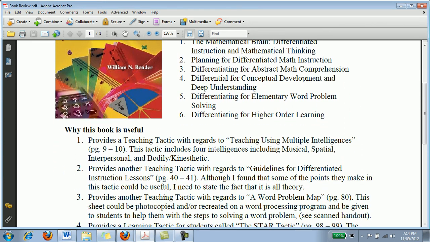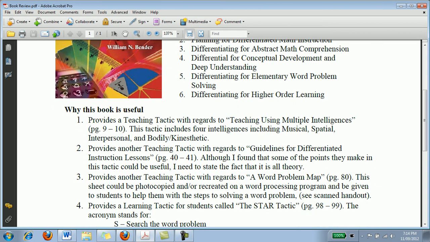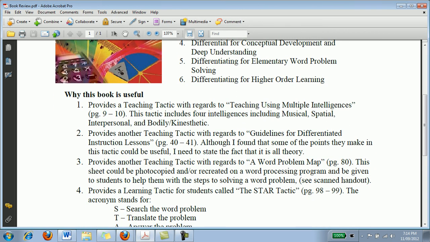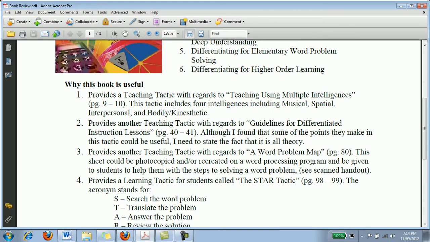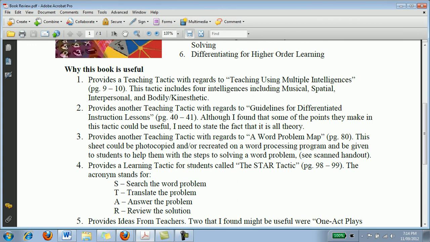You might find this book useful because it provides a few teaching tactics that are thrown in through a variety of chapters. The teaching tactics, although I found some of them useful, I found that they were a little broad and in some senses geared more towards younger age classes than the ones we would be teaching.